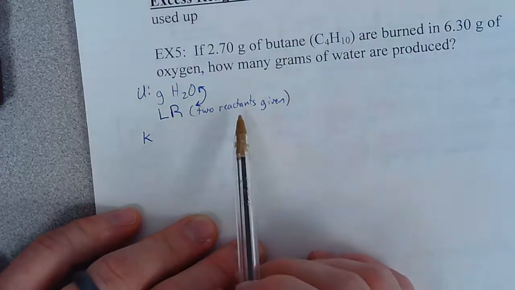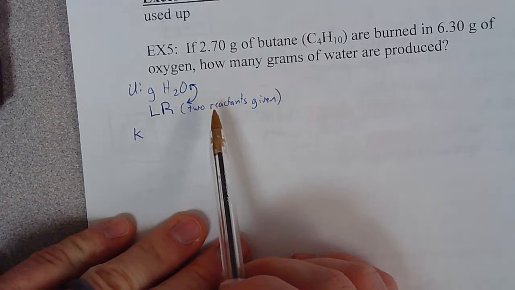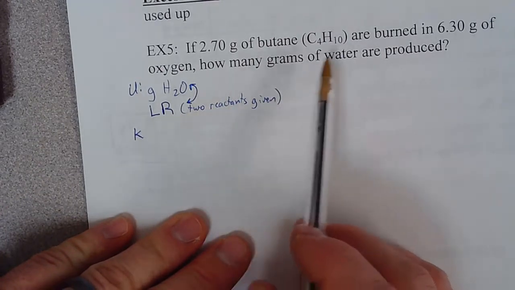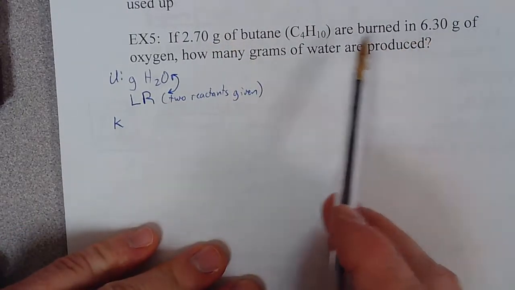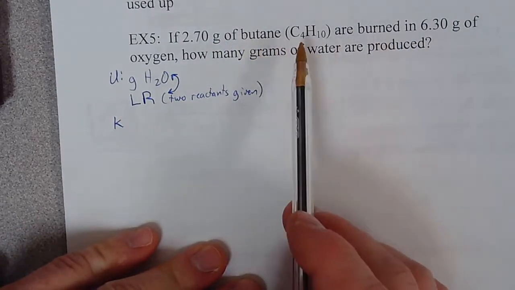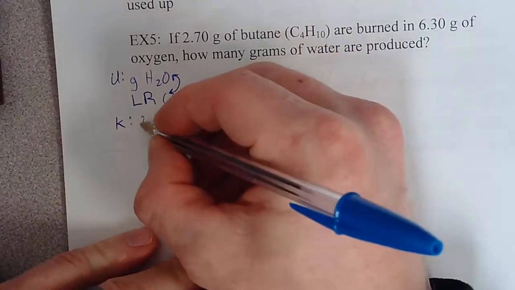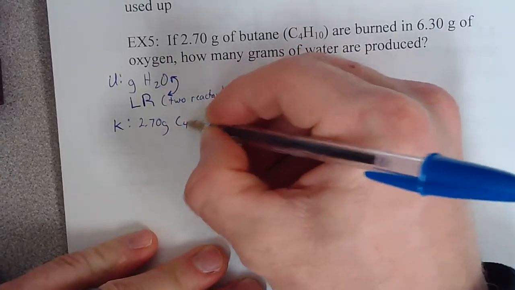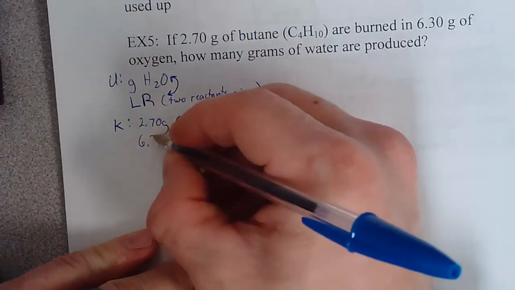And you don't have to write this every time, but if you want to make yourself a note: how do I know I need to find the limiting reactant? Well, when you're given two reactants, that's how you know. So make sure when you're solving these problems, you think about it, because they don't always say find the limiting reactant. All right, the knowns, we're given two of them: 2.70 grams of butane, or C4H10, and 6.3 grams of oxygen.